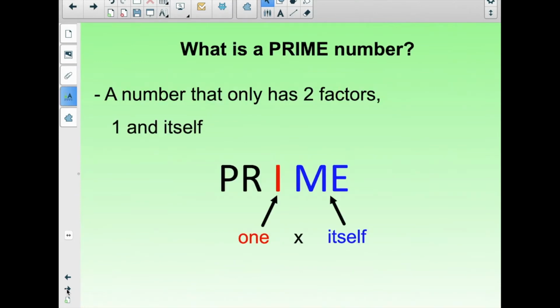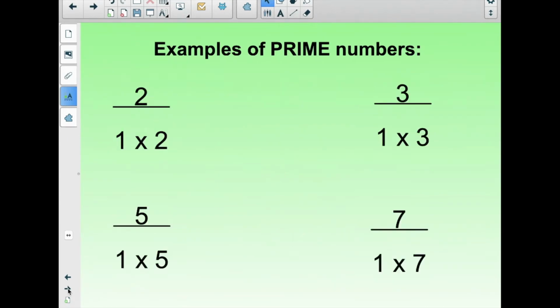So what is a prime number? A prime number is a number that only has two factors, one and itself. If you look at the word prime, the "I" represents the 1, and the "me" represents itself, so 1 times itself. Examples of prime numbers are 2, 3, 5, and 7. They're all that number times the number 1.